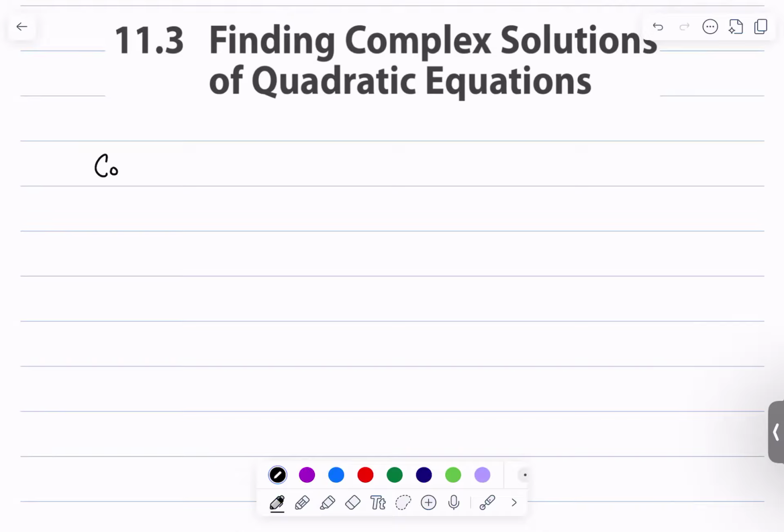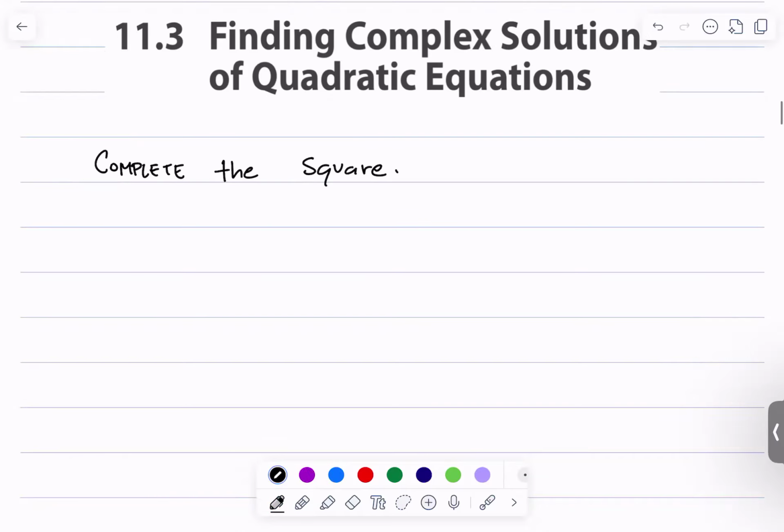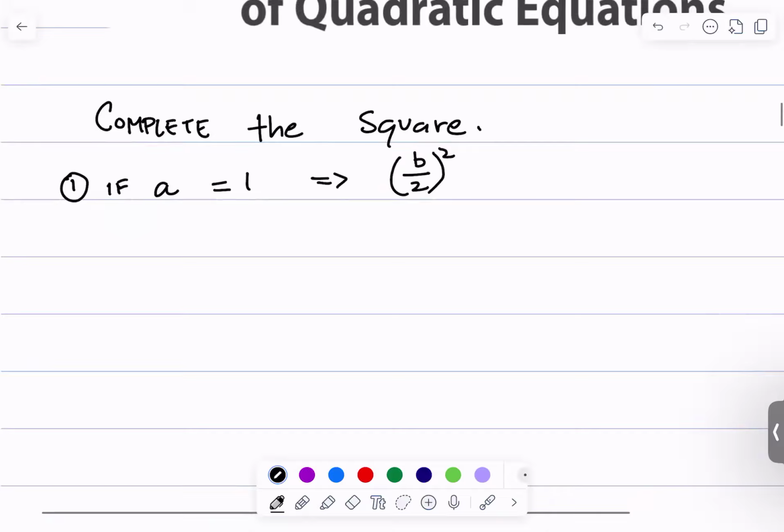Remember, for completing the square, there are three rules to remember, and it's all based on your A value. The first rule is if your A value equals 1, then we are just going to complete the square: we're going to use B, half B, square it. We're going to use that as our rule.